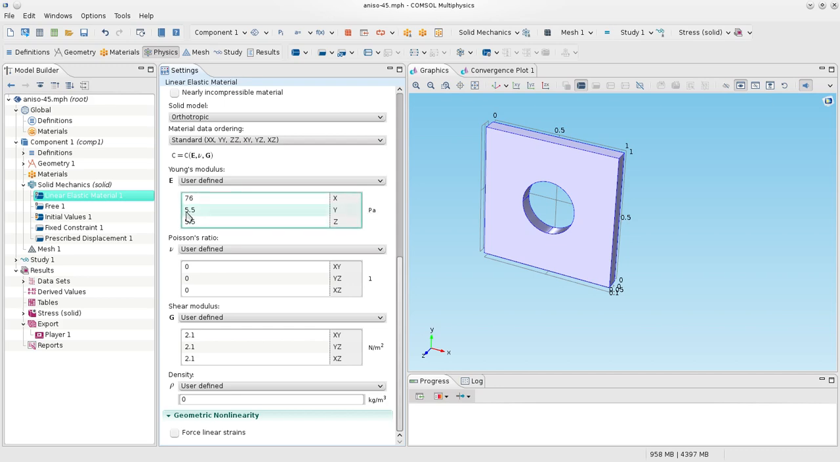And here, along the y direction, perpendicular to the fibers, it's 5.5, just like in that example we solved. And I need to supply the third direction, which is also perpendicular to the direction of the fibers, which is also 5.5. Now, the shear modulus in that example we saw was 2.1. I assigned it to be, just for simplicity, 2.1 for all directions.